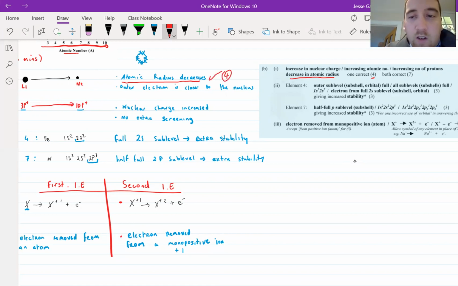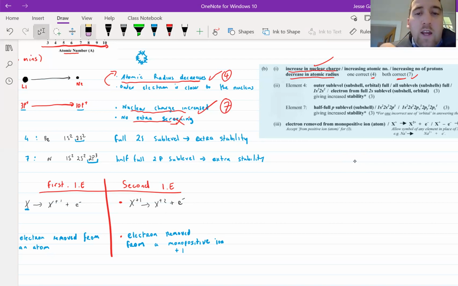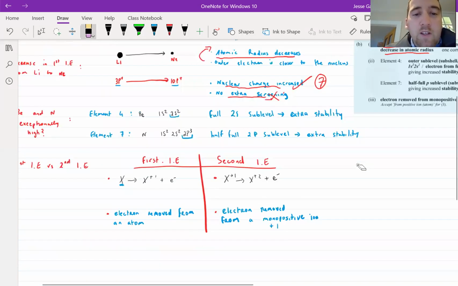What else have we said? Outer electron is closer to the nucleus. That's not there because that's the same thing as that. And what else have we said? Nuclear charge is increased, and no extra screening. Let's take a look. There, look, increased nuclear charge. So we got both correct for 7 marks. Notice there's nothing about the screening. By itself, that's no good. If you said atomic radius decreases, screening does not increase, that's not enough. You have to be talking about the nuclear charge. So we've 7 altogether. I better get rid of that 4, or I might count 11.